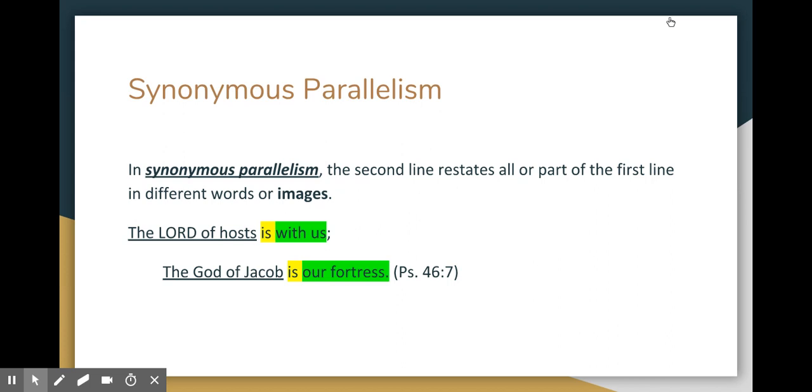I've kind of coded these sentences so we can see what's the same, what's being paralleled. Well, the Lord of hosts in the first line, the God of Jacob in the second line, referring to the same person, just using different words. Is and is parallel, and with us and our fortress are also parallel. So we can see that it's saying the same thing in a different way.